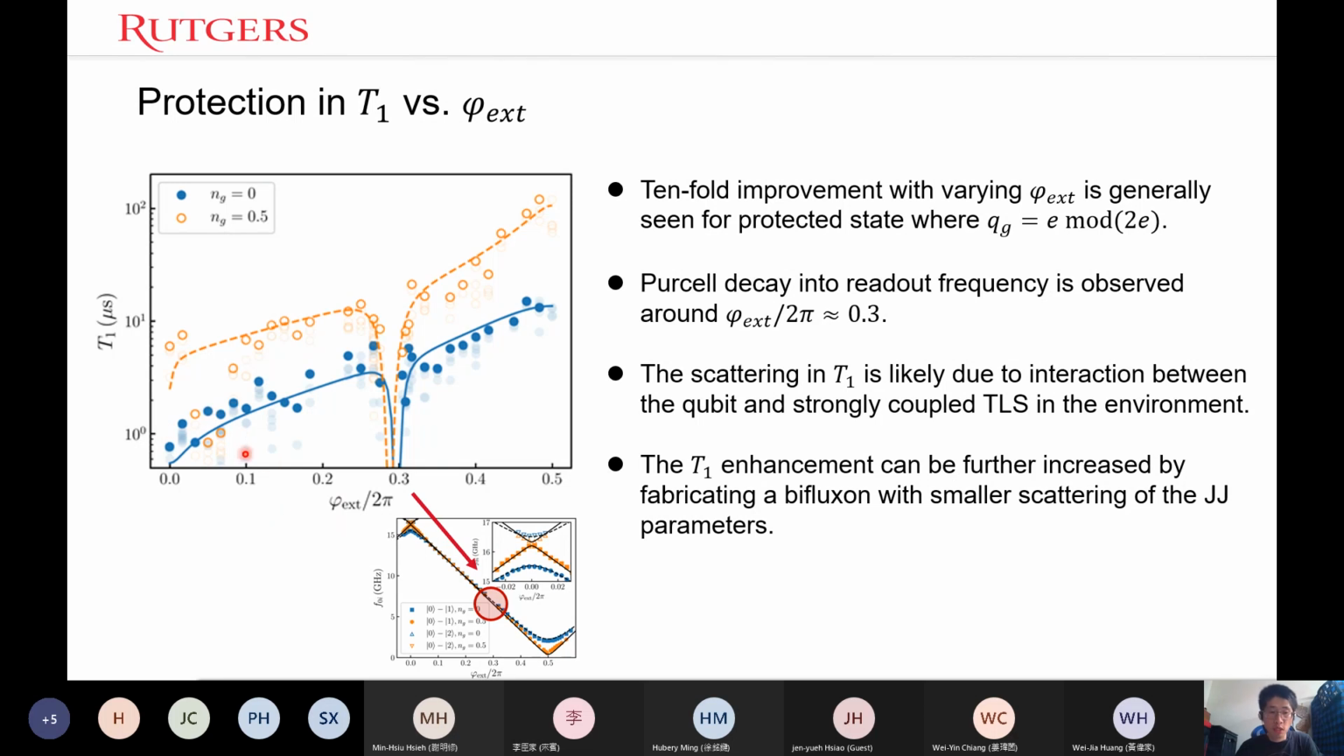So this T1 enhancement, this order of magnitude enhancement, can be further increased by fabricating a Bifluxon with smaller scattering. By that I mean a better symmetry of the Josephson junction in the Cooper pair box.